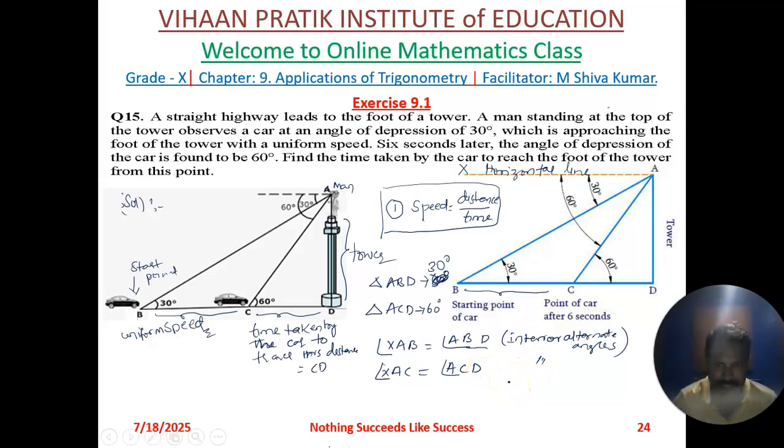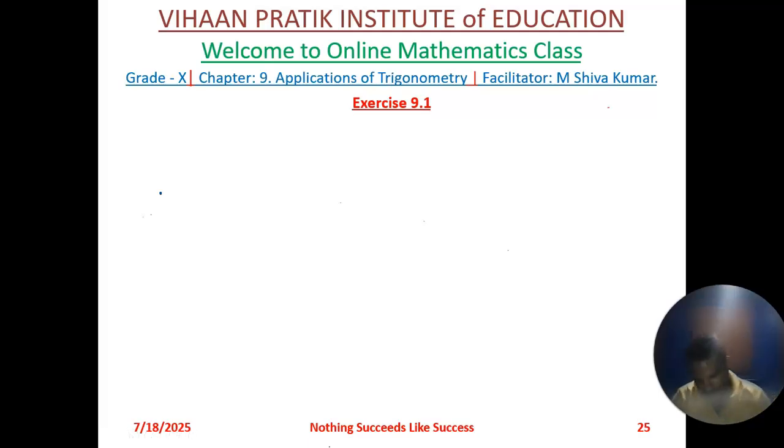So we'll consider these two triangles, triangle ABD and triangle ACD. Remember this. Before that, we write some more points. One is the height of the tower. Height of the tower is AD.